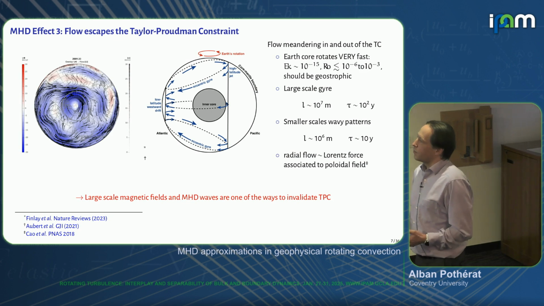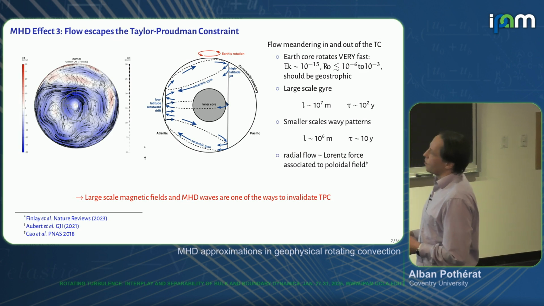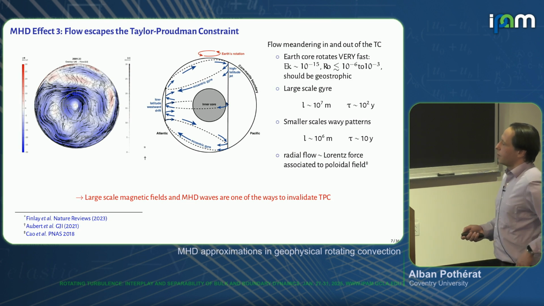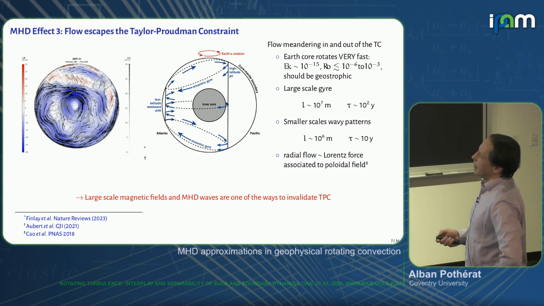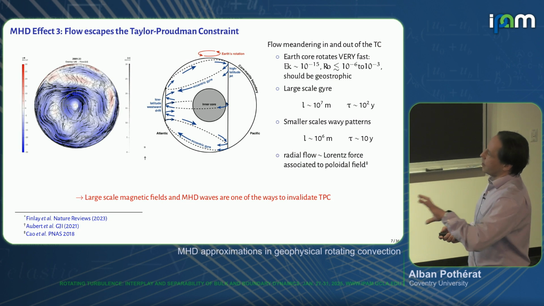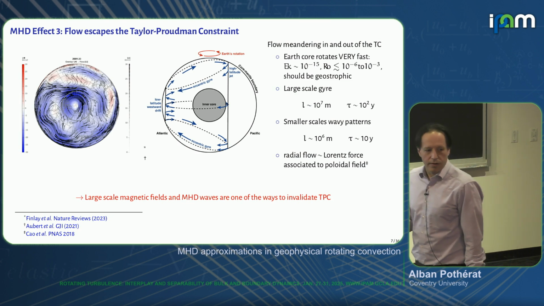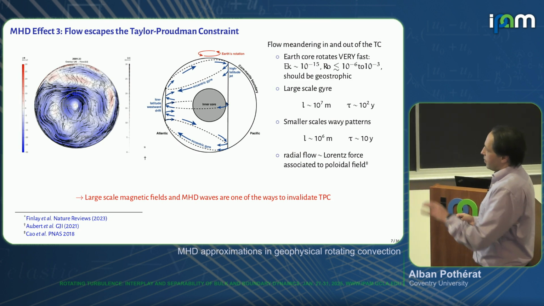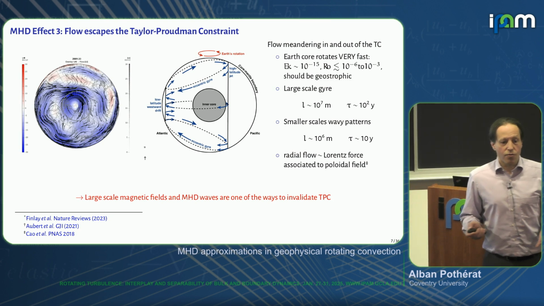And if you look, these are inversions of satellite measurements. This is from the review from Finlay from last year. And so that's looking from the pole down. And these are essentially streamlines. This is the tangent cylinder. As you can see, the flow does not follow the tangent cylinder. And it breaks, so that means the Taylor-Proudman constraint is essentially broken.